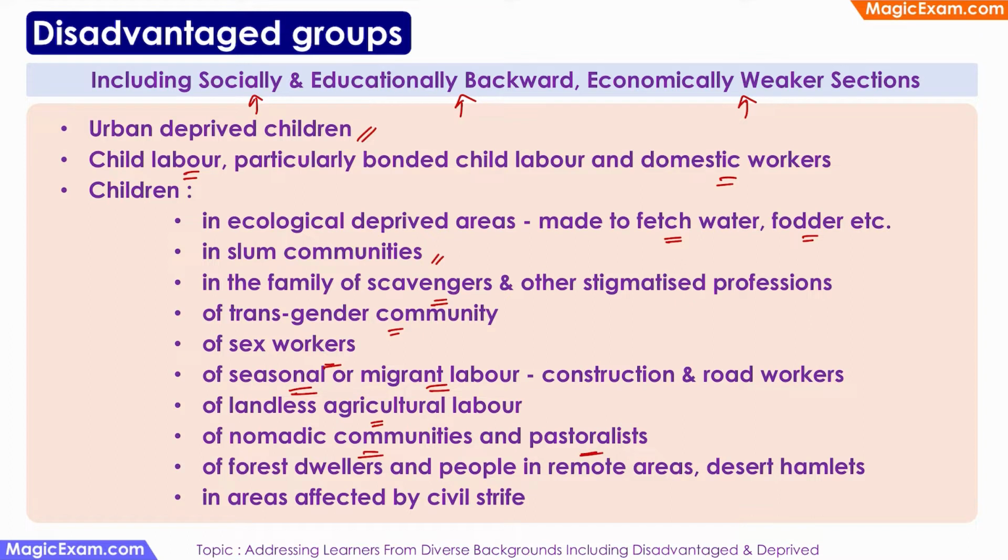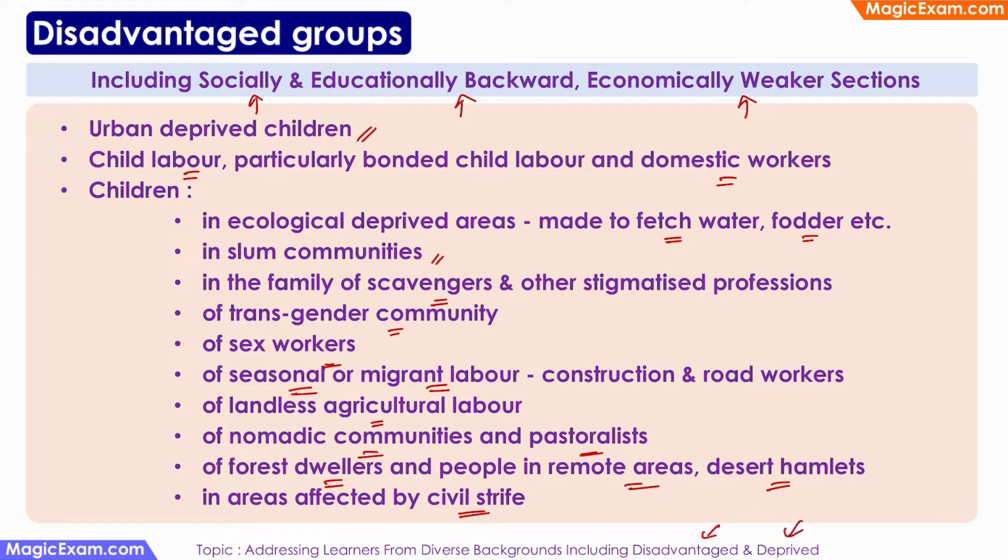And children of nomadic communities or pastoralists who also keep moving from area to area, and children of forest dwellers and people in remote areas or desert hamlets where there might not be enough facilities, there might not be any schools nearby, and also children from areas of the country which are affected by civil strife. It can be terrorism related activities, or it can be Naxalite related activities. So wherever there is civil unrest and the education process is disrupted, even those children can be called disadvantaged or deprived.